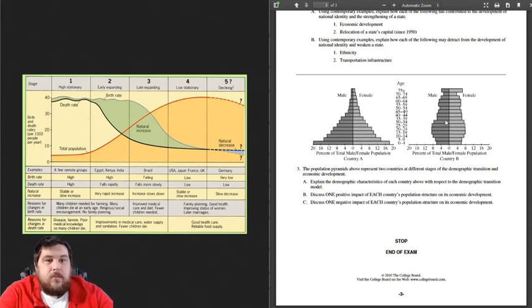Now looking at Pyramid B, you can see this kind of smooth transition. People are living longer, fewer children are being born, so this lets you know that it should be in stage 4.